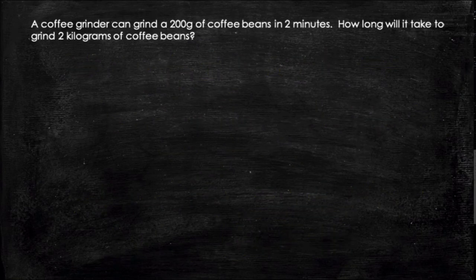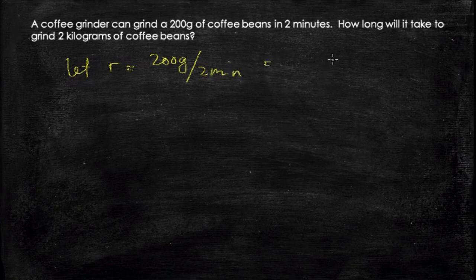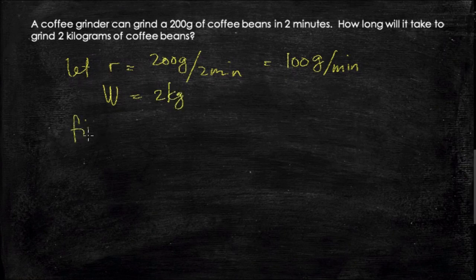A coffee grinder can grind 200 grams of coffee beans in 2 minutes. Let rate equals 200 grams of coffee in 2 minutes. So that is equivalent to 100 grams per minute. On total na weight na gagawin ko ay dapat 2 kilograms. So, total weight equals 2 kg. Find time.